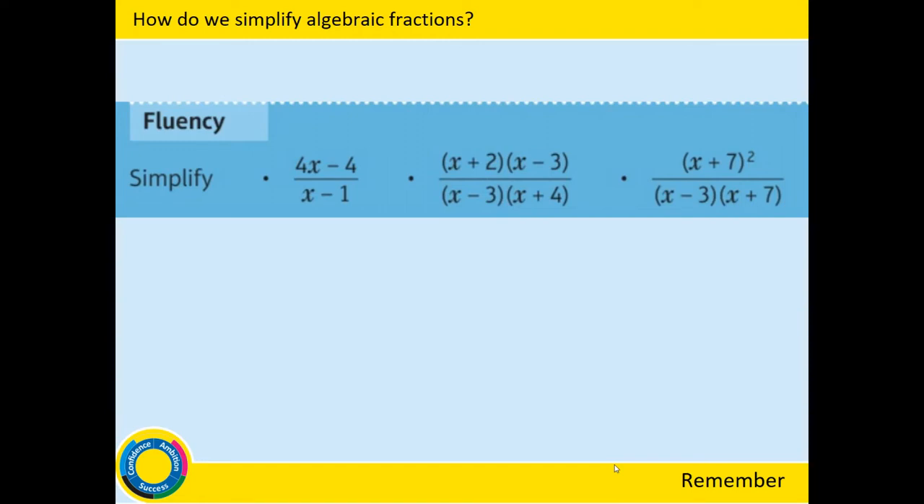To start off, I'd like you to do a little bit of a review exercise based on last lesson. So please can you press pause and complete these 3 questions, and then we will go through them together momentarily. Just press play when you're done. Okay, thank you.